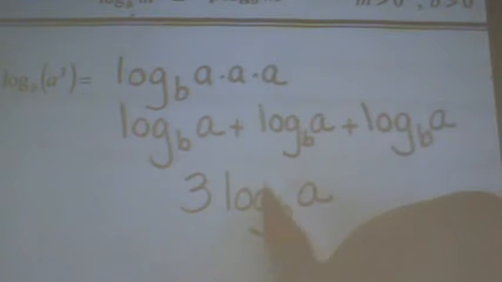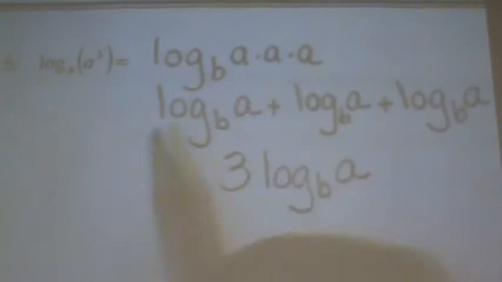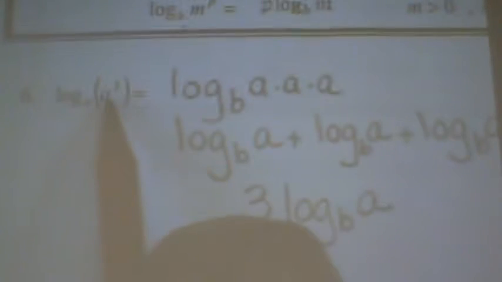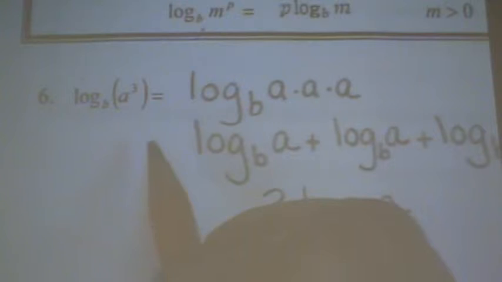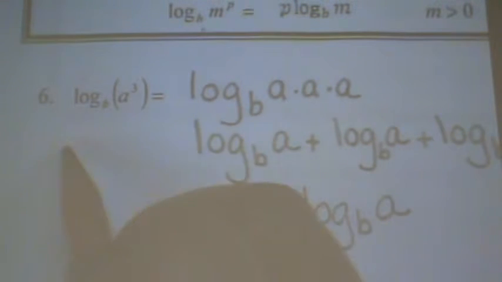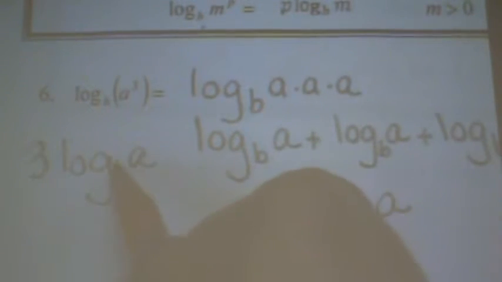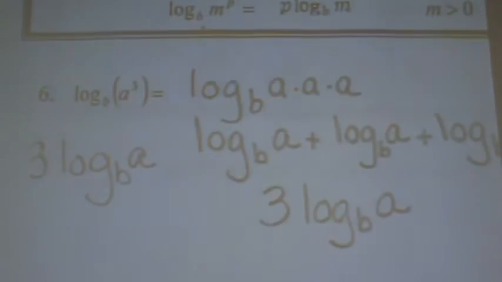Right? You have 3 of these. So this is called the power rule. When you have something raised to a power, all you have to do is pull the power in front. So it's 3, you pull that power in front, 3 times the log of A base B. So with the power rule, all you do is bring the power in front.